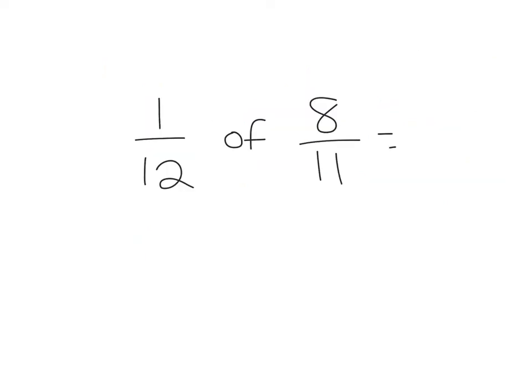Now I have 1/12 of 8/11. So we know that of means to multiply. I'm just going to change that right into a multiplication symbol. And now I'm looking and I can see that the 8 and the 12 are both divisible by 4. So I'm going to divide them by 4. 8 divided by 4 is 2, and 12 divided by 4 is 3. And I can see that there's no other simplifying that can be done.